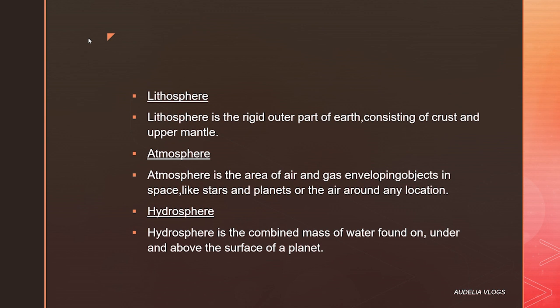The lithosphere is the rigid outer part of the earth which consists of the crust and upper mantle, where we are living. Now, the atmosphere. The atmosphere is the air around any location. It's full of air and gas enveloping objects in space. Okay, now we can study what is hydrosphere. The hydrosphere is the combined mass of water found on, under and above the surface of a planet, in the form of icebergs and glaciers. These all come under the hydrosphere.